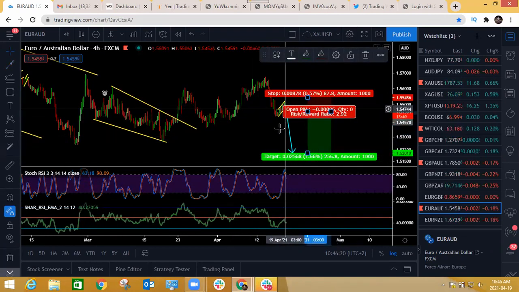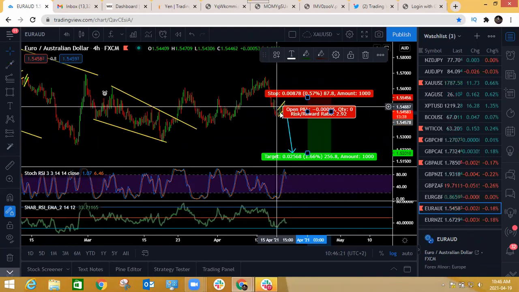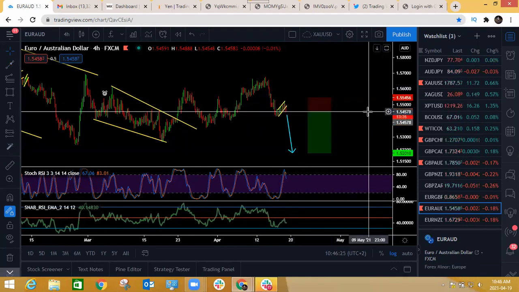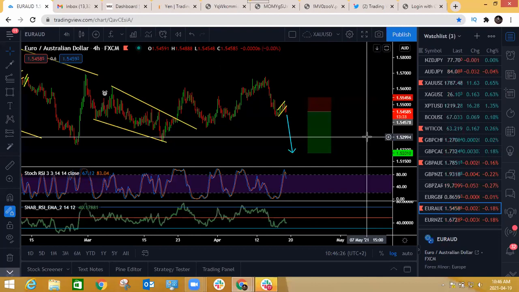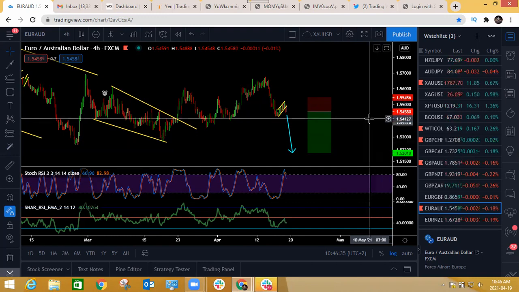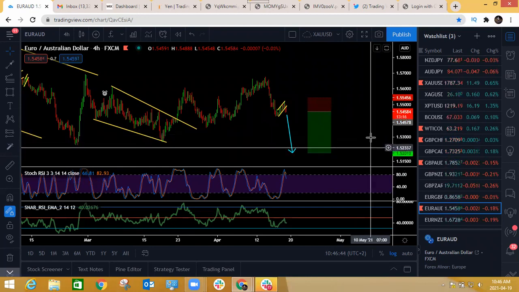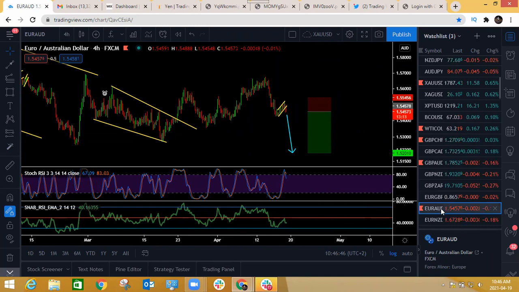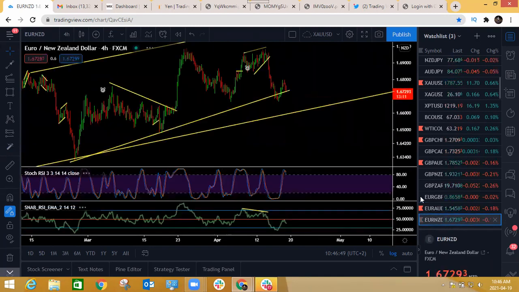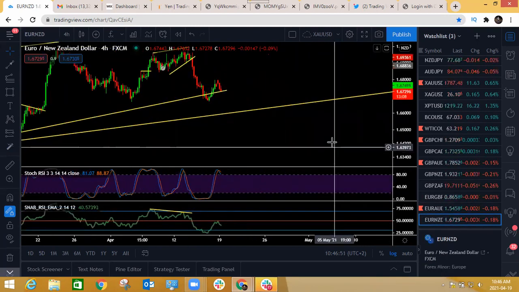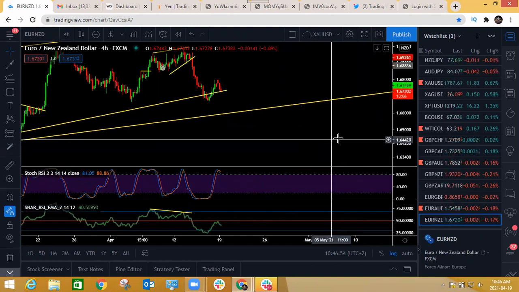Okay, it has already confirmed. This one is ready to go, so we'll hold on to that one. Right, let's look at some more. Euro New Zealand, the same, but this one does not have a nice trade setup like Euro Audi does.